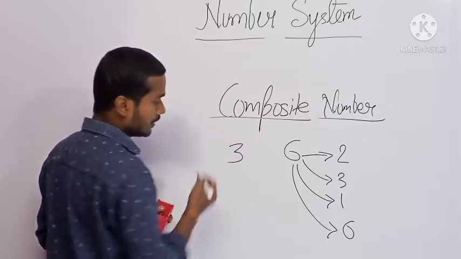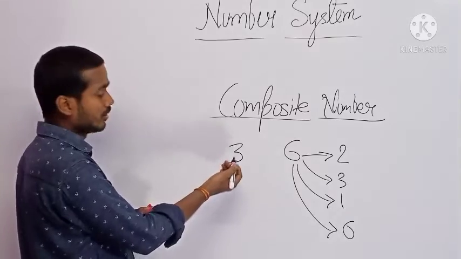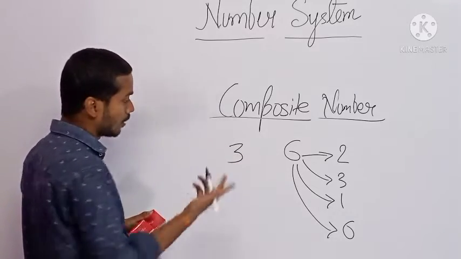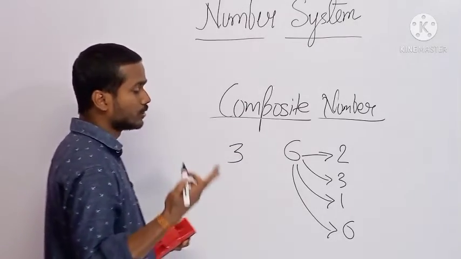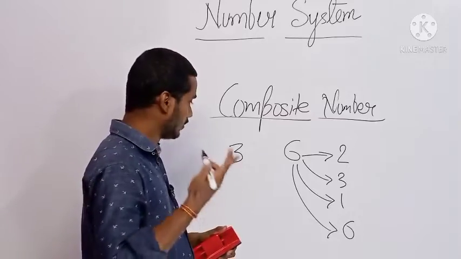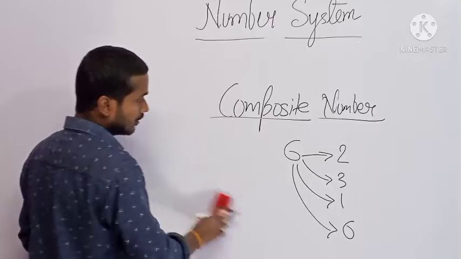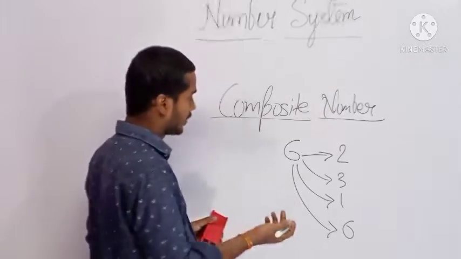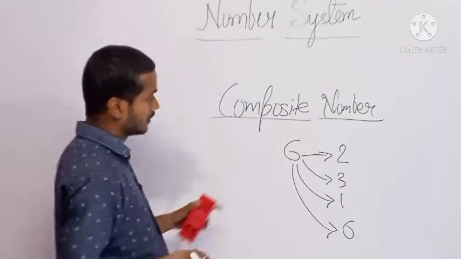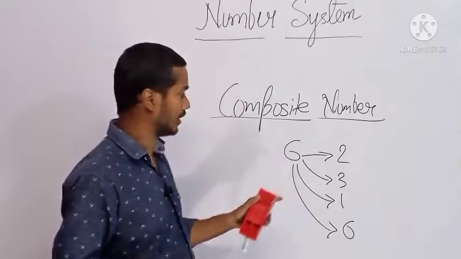Let's move to 3. 3 is again a prime number because it has only 2 factors, or you can say it is divisible by only 2 numbers, 3 and 1. So 3 is not a composite number. 4 is a composite number, as we already discussed. 6 is a composite number.